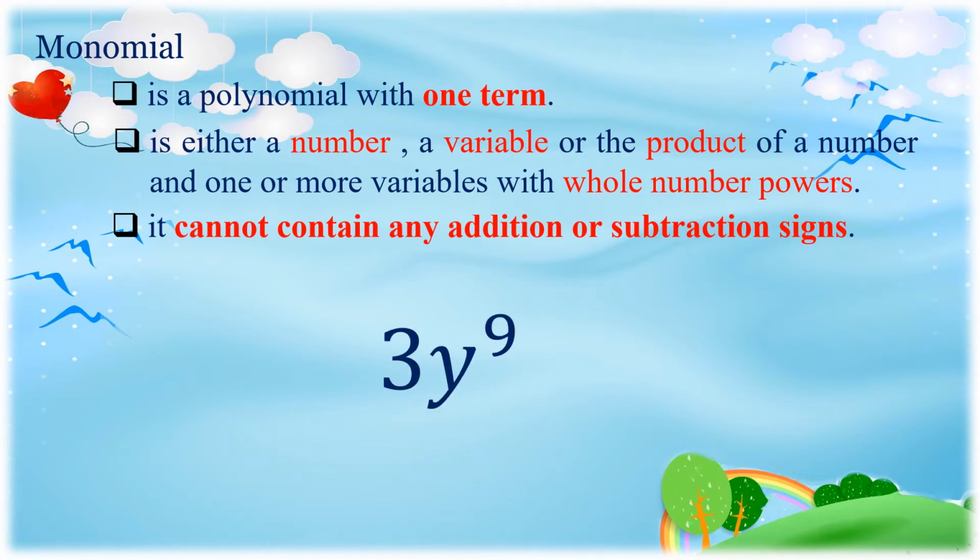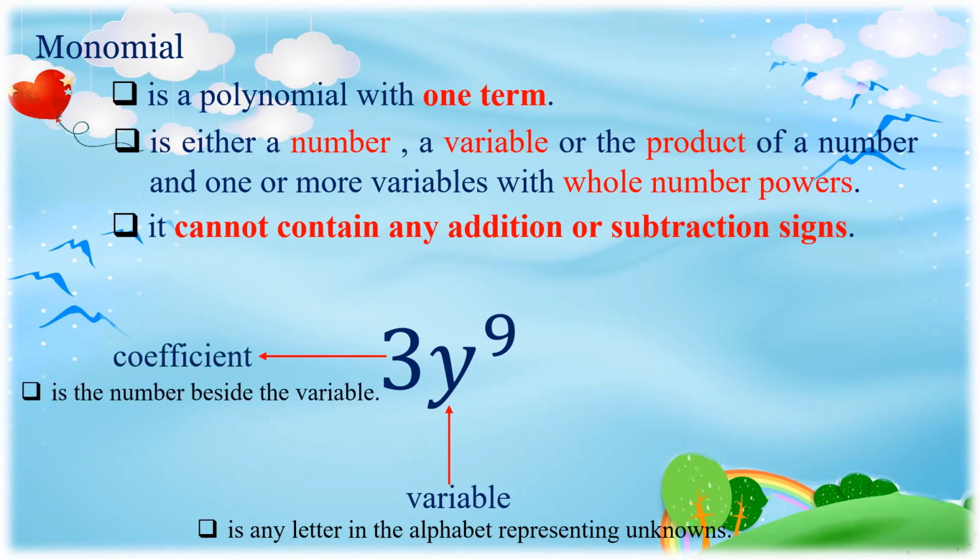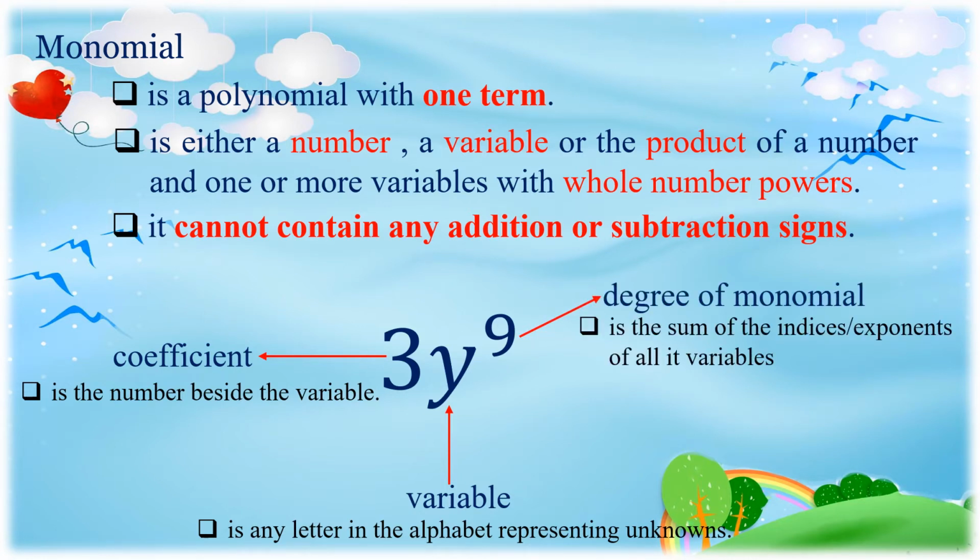Supposing we have 3y to the 9th. Y is the variable, and a variable is any letter in the alphabet representing unknowns. 3 is the coefficient. Coefficient is the number beside the variable. And 9 is the degree of monomial. To get the degree of monomial, it is the sum of the indices or exponents of all its variables.